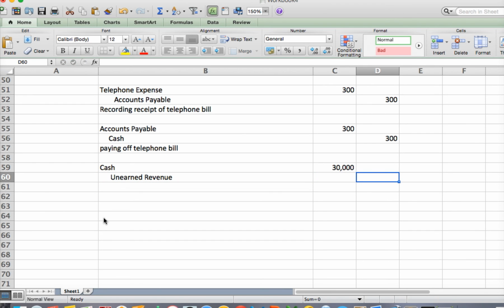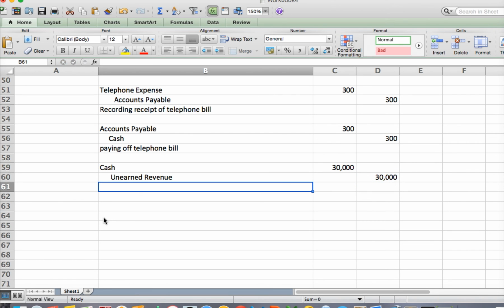So we've got a $30,000 debit to cash and a $30,000 credit to unearned revenue, which, again, is a liability account. Okay, it's the only account that has the word revenue in it that's going to be a liability account. Okay, so this is recording receipt of cash that is unearned.